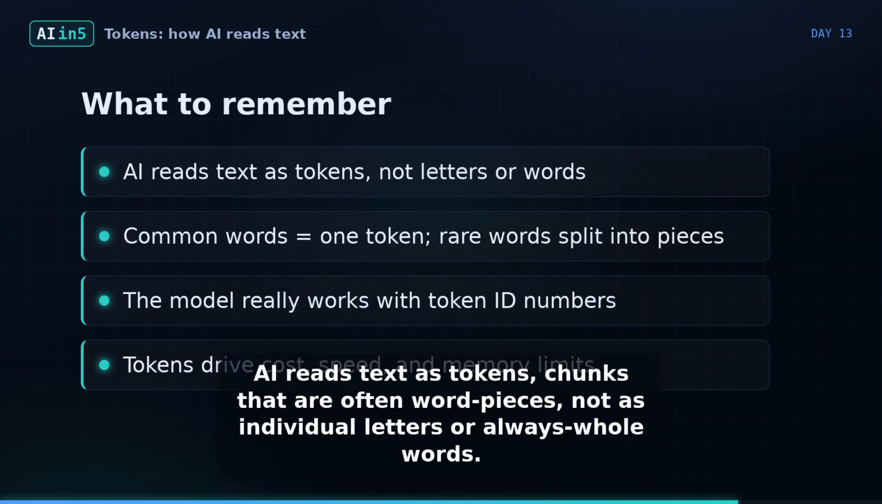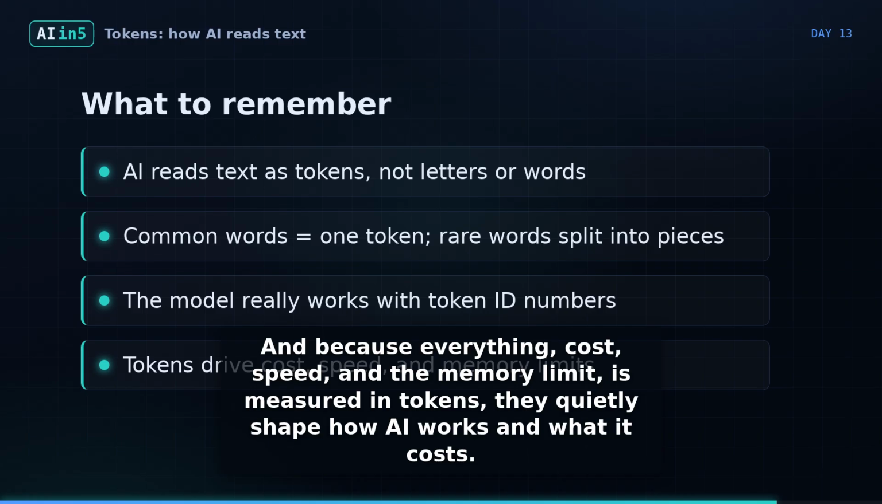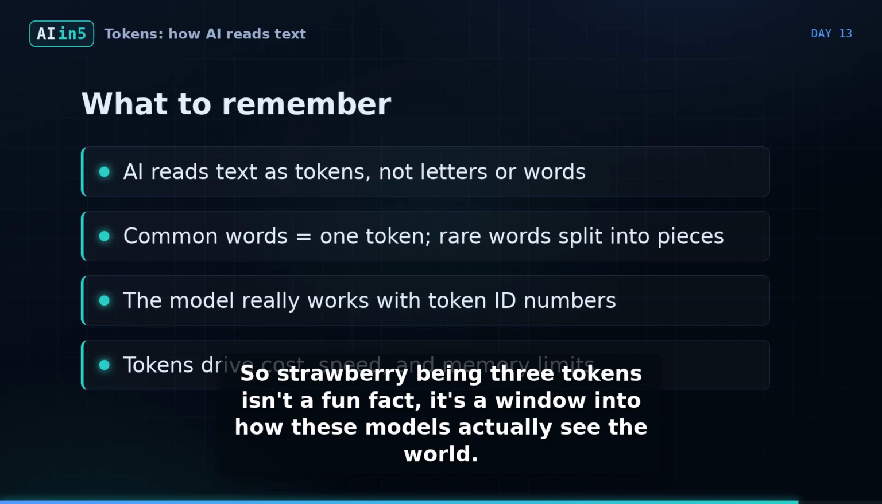Let's lock it in. AI reads text as tokens, chunks that are often word pieces, not as individual letters or always whole words. Common words are usually a single token, while rarer ones split into smaller pieces, and each token is really just an ID number to the model. And because everything, cost, speed, and the memory limit, is measured in tokens, they quietly shape how AI works and what it costs. So strawberry being 3 tokens isn't a fun fact. It's a window into how these models actually see the world.